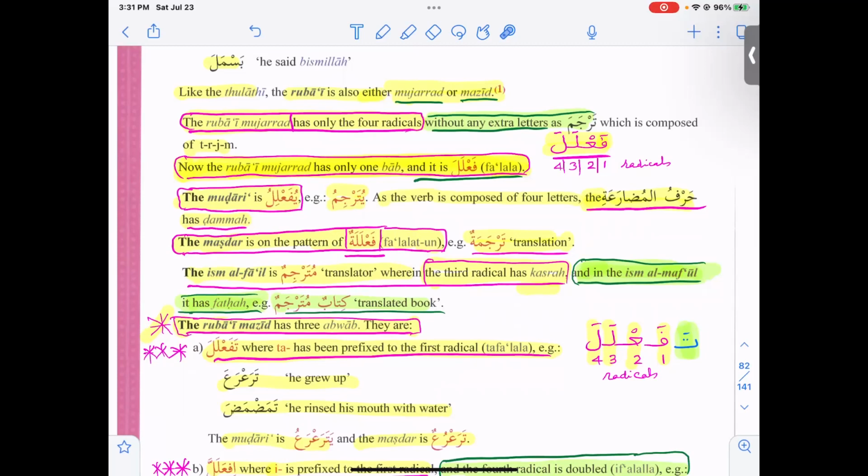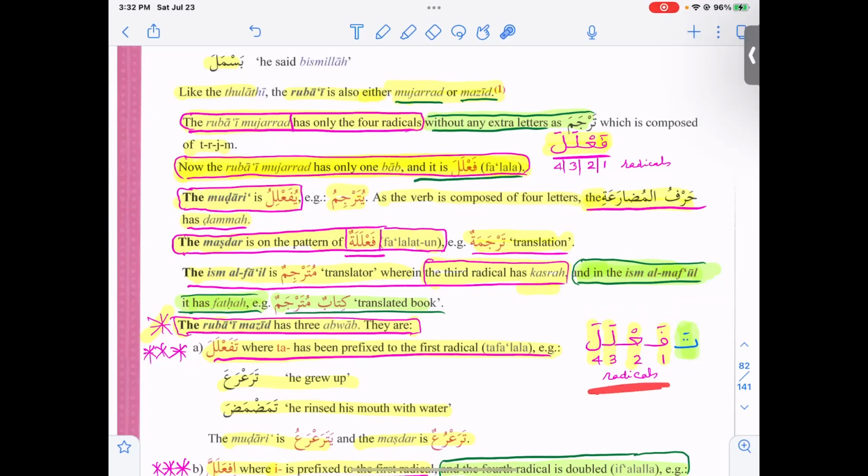Rubai Mazid has three abwab, three forms, three babs. The first is Tafa'lala. From fa'lala, you added only ta in the beginning. Ta has been prefixed to the first radical. This is your first radical and you prefix ta. First radical, second radical, third radical, fourth radical.